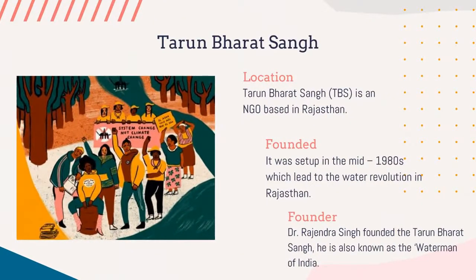The next topic we are going to talk about is the Tarun Bharat Sangh. Dr. Rajendra Singh is also known as the Waterman of India. He has brought the water revolution in Rajasthan. He became famous because of building thousands of johads in Rajasthan. Johads are like present day wells. He revived the rivers in the desert of Rajasthan.